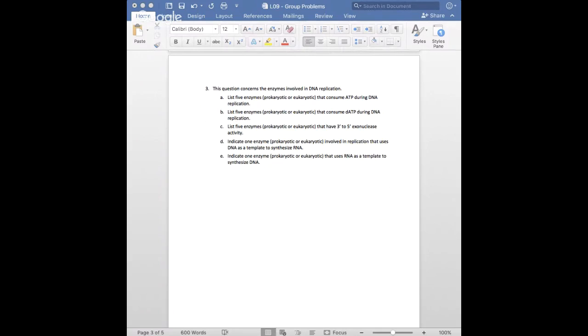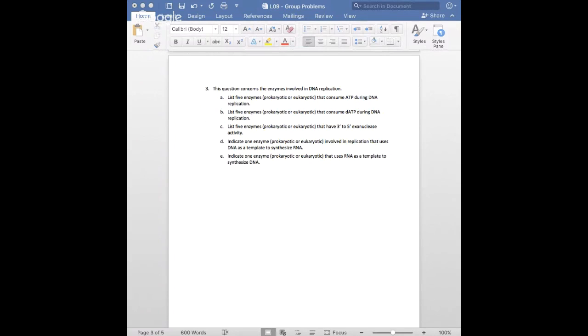And for question C, the 5 enzymes that have the 3' to 5' exonuclease activity, that's going to be the DNA polymerase III alpha, DNA polymerase III beta, gamma, delta, chi, psi, and then epsilon and tau theta.